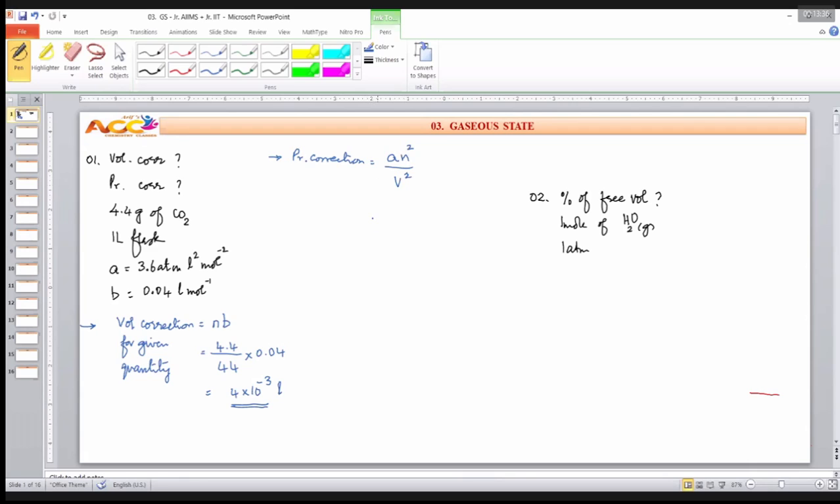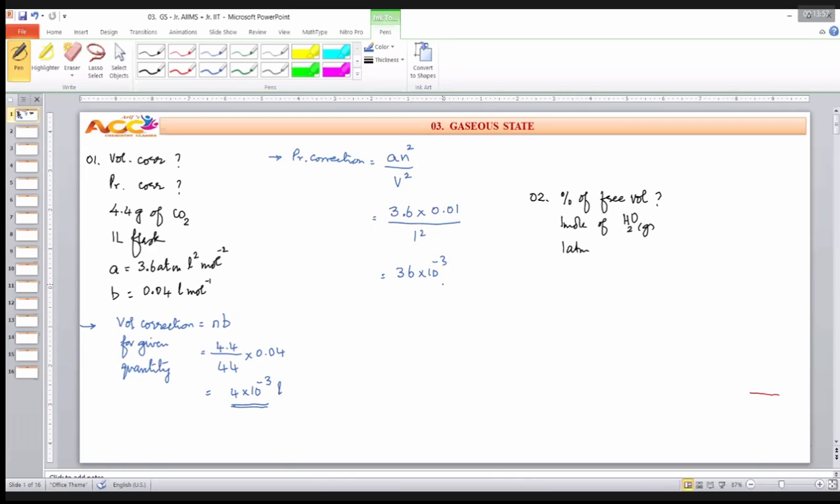Is it clear? Now pressure correction is equal to a. What is a? 3.6 into n squared, 4.4 by 44, 0.1, 0.01 squared. Volume 1 liter squared. That is 36 into 10 power minus 3. This is known as pressure correction.